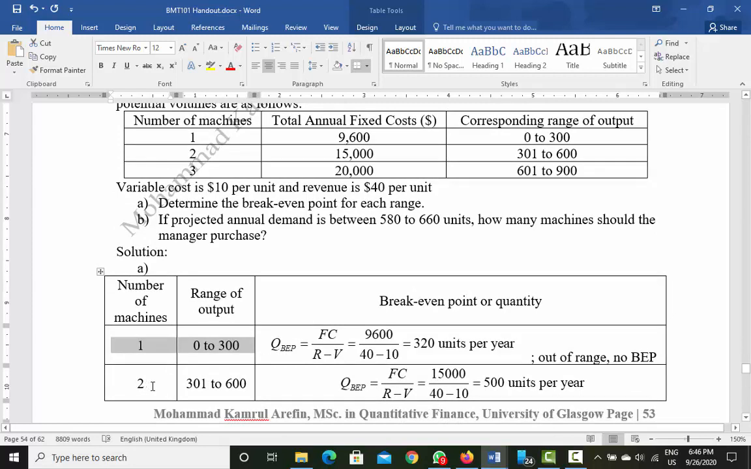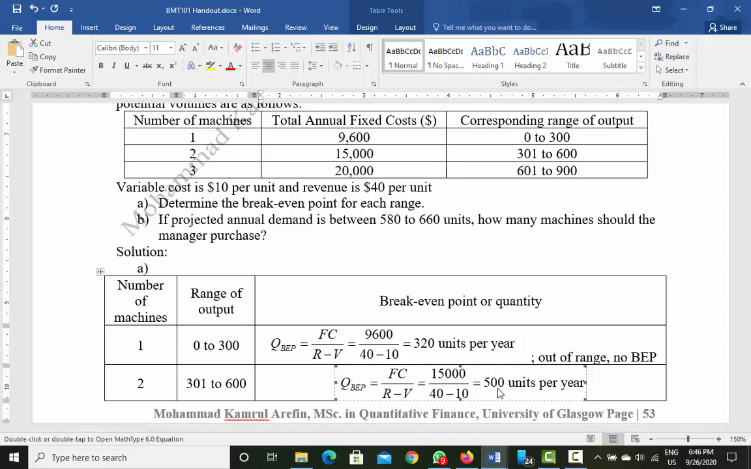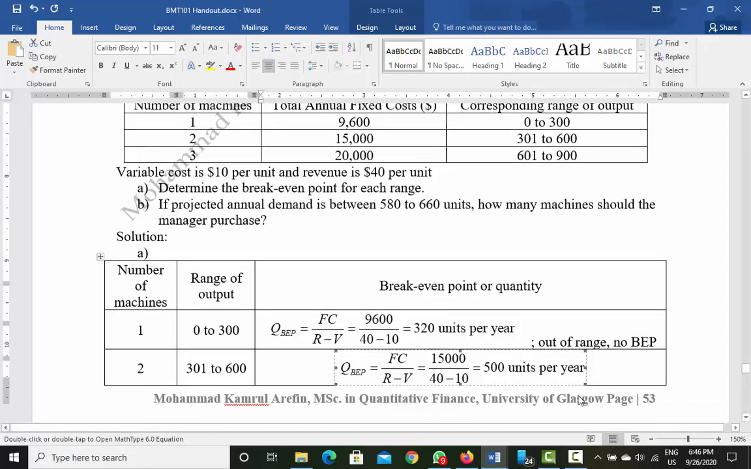Now if he purchases two machines, he can produce 301 to 600 units. So what will the break-even point be? Fixed cost is $15,000 divided by revenue per unit minus variable cost per unit, that is 40 minus 10. So that is 500 units per year, which is within the range, because we can produce a maximum of 600 units. If you produce more than 500 units, you will make a profit. If you produce 500 units, you will have no profit, no loss. If you produce less than 500 units, you will make a loss.